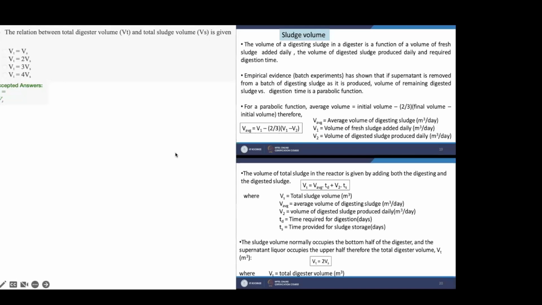It was a very direct relation, that is, the total volume is equal to twice the sludge volume. If you do not remember it, this was the part of the slides which was discussed in the lectures. And here you can see that the relation between the sludge volume and the total volume is twice. That is, the total volume is twice the sludge volume.